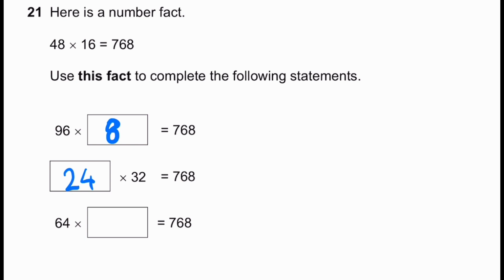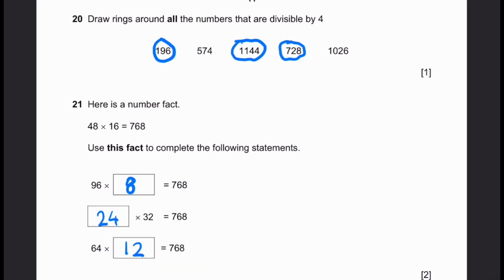64 times dash equals 768. 16 divided by 4 is our 64. So 48 divided by 4, which is 12. So 64 times 12 equals 768.